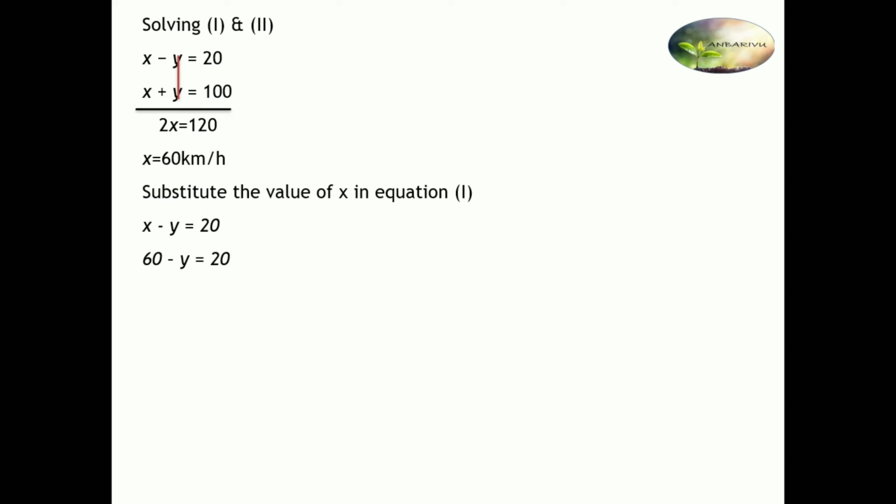If I cancel, I will get x plus x, 2x is equal to 20 plus 100, 120. 2x is equal to 120. x is equal to 60. Now substitute the value of x in the first equation. x minus y is equal to 20. 60 minus y is equal to 20. Then 20 goes to the left-hand side and becomes minus, and minus y goes to the right-hand side and becomes plus. 60 minus 20 is equal to 40. y is equal to 40.